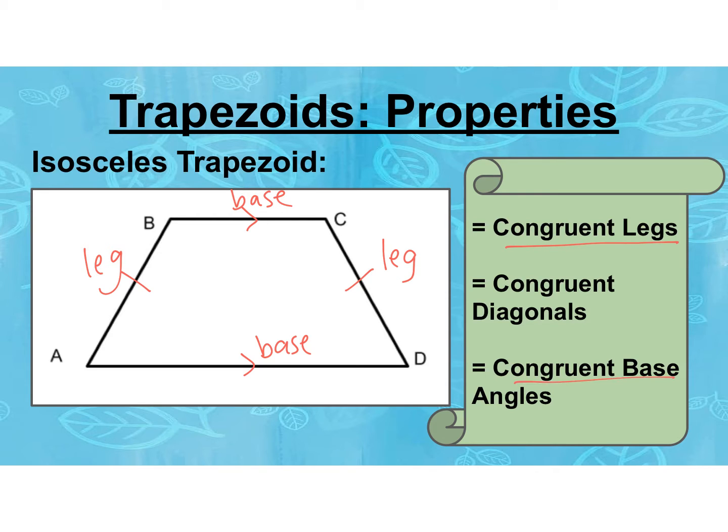They also have congruent base angles, and there are 2 pairs of base angles. So this is a base, and it has congruent base angles. This is a different base, and it has different congruent angles, so I use different markings. Also, about the diagonals, once I draw them, and this only works for isosceles, those diagonals are going to be congruent. They're going to be the same.